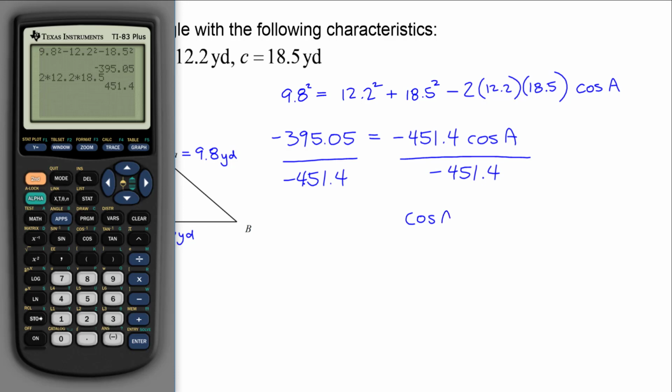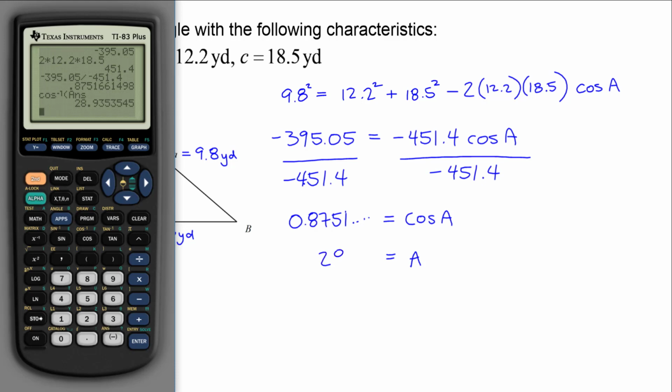So the cosine of this angle measure A is negative 395.05 divided by negative 451.4. So 0.8751 and some goes on for a while. But now I'm going to do the arc cosine of both sides. And I get 28.9 degrees.